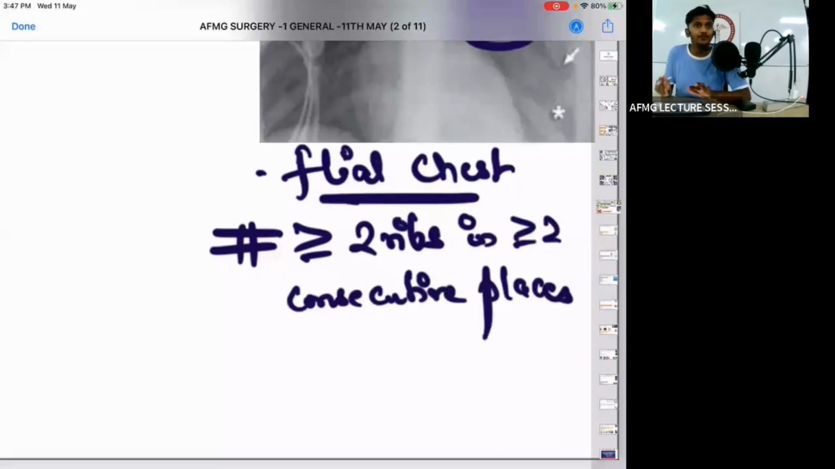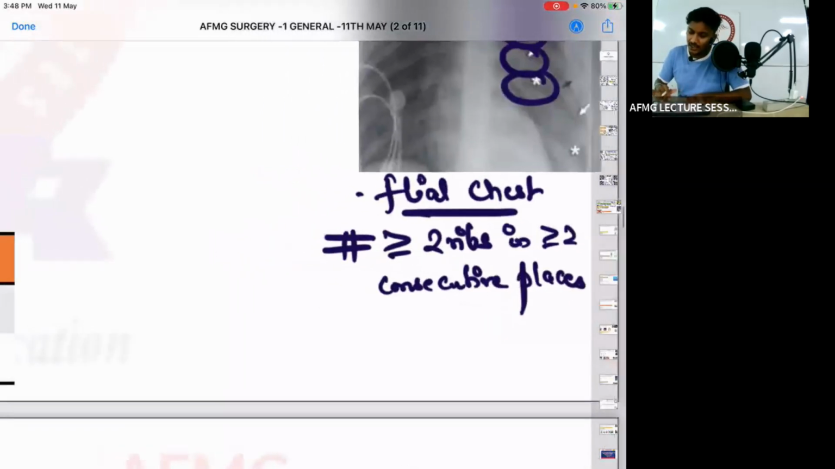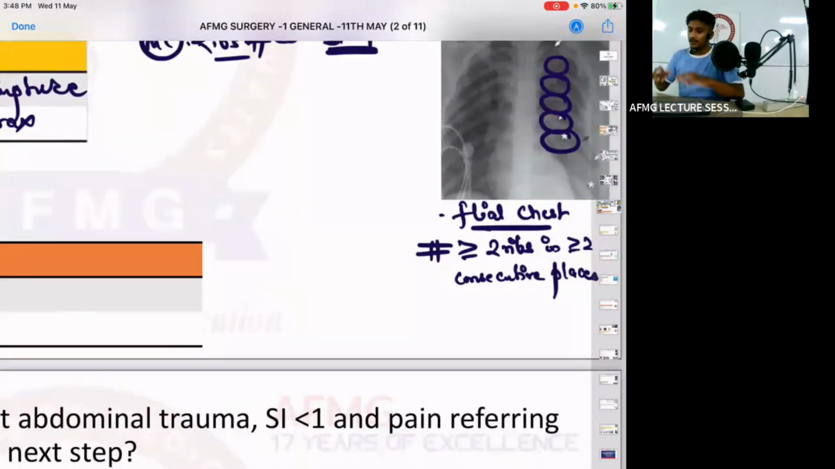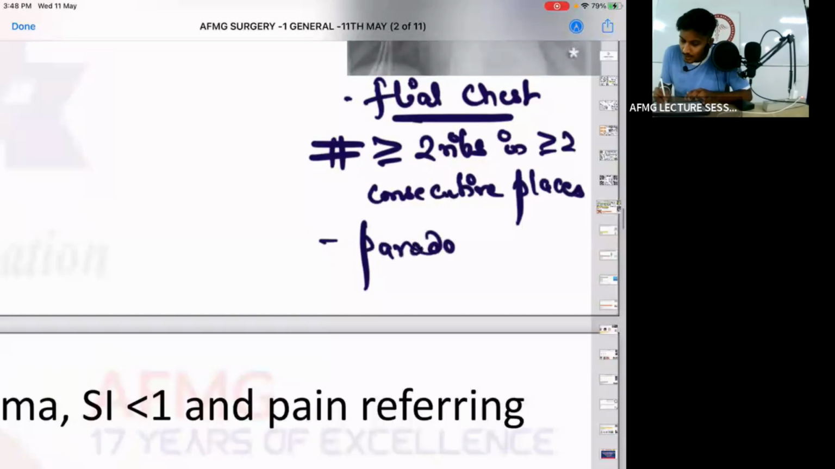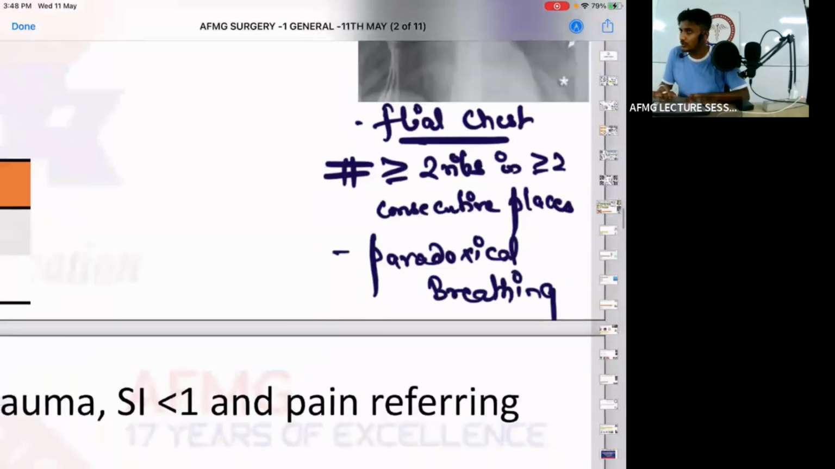No issues with this, anybody? So the 4th, 5th rib is fractured. So 2 consecutive ribs at 2 or more sides, that is what a flail chest is. Multiple rib fractures, minimum 2 ribs fractured at minimum 2 places. Consecutive मतलब 4th, 5th, or 5th, 6th. Then it is a flail chest. And here the breathing would not be in synchrony. Asynchronous breathing is seen in flail chest. This is known as paradoxical breathing, a feature of flail chest. No issues with this, anybody?